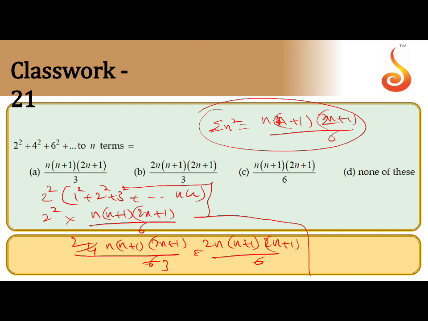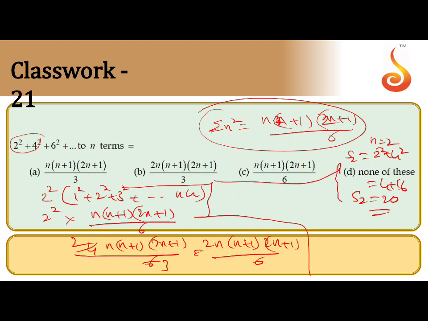Using the verification method, just assume n equal to 2. So you can find S2. S2 means the sum of the first two terms, that is 2 square plus 4 square. 2 square is 4, plus 16, so the S2 value is 20. Substitute n equal to 2 in the options. Which option gives 20? That is the only answer.